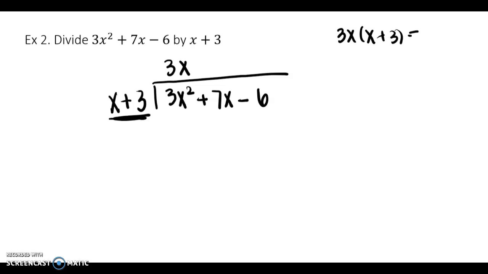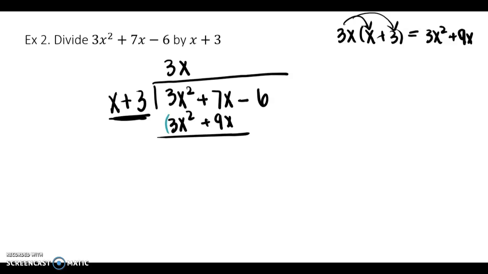So 3x squared plus 9x. And then you write that down here. And then remember, you're subtracting, so put parentheses around this and subtract it, and then distribute it. And then the first one will always cancel out, and then 7x minus 9x is negative 2x. Bring down the negative 6.